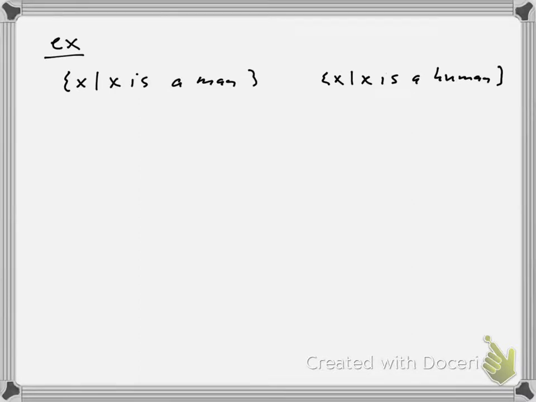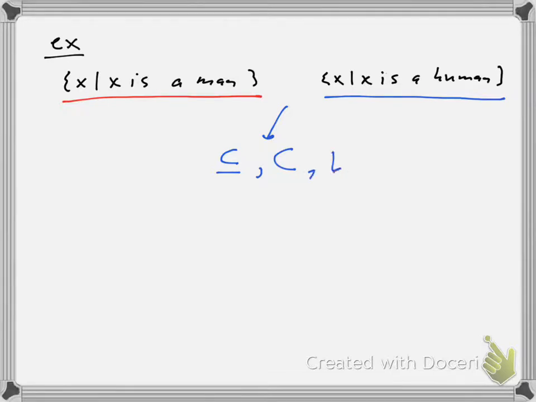I have two sets here. The first set is underlined in red: X is the set of all men. And underlined in blue is another set: X is the set of all humans. So the first set is the set of all men. The second set is the set of all humans. What symbol would go between these? Meaning you have a choice. We can use the subset symbol. We can use the proper subset symbol. We can use both or neither.